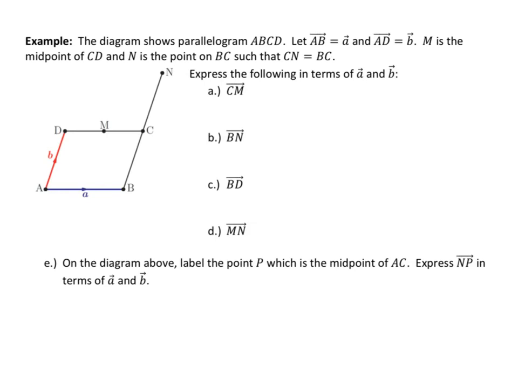So all of the notation that we've used for vectors so far has used two letters with an arrow over the top of them.